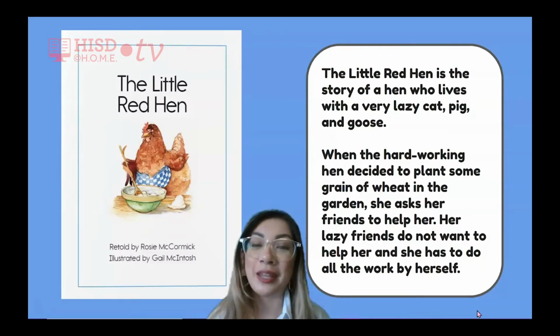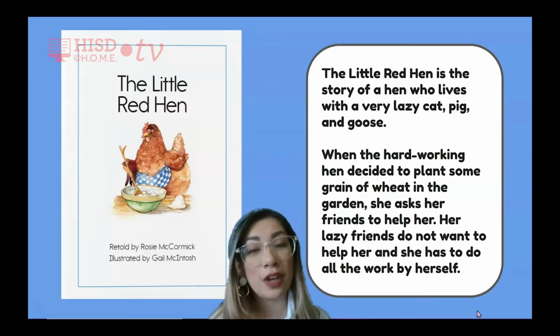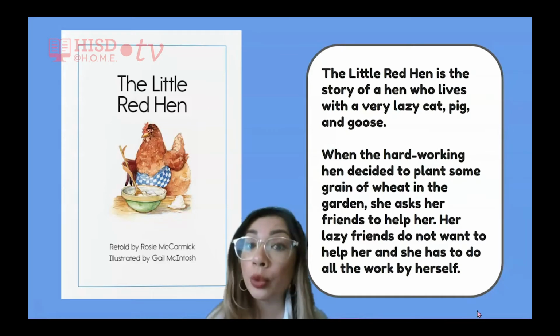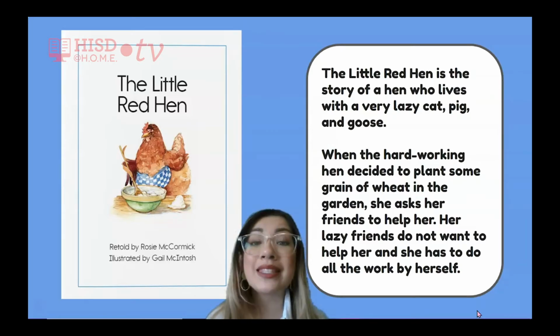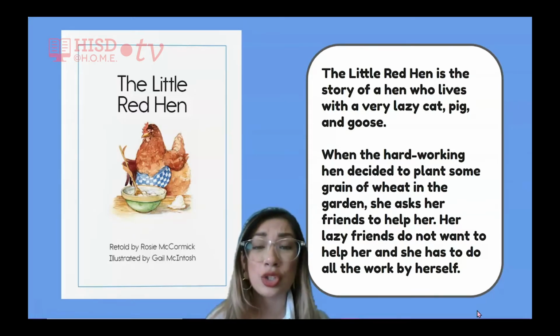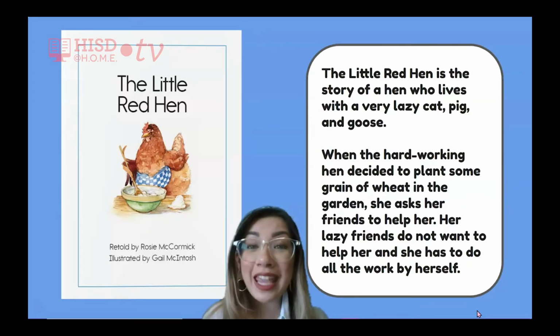Here's our story for today. This is the story of the little red hen who lives with a very lazy cat, pig, and goose. When the hard-working hen decided to plant some grain of wheat, her friends were too lazy. They did not want to help her. So she had to do all of the work by herself. And today what we're going to do is we are going to make inferences about our story.